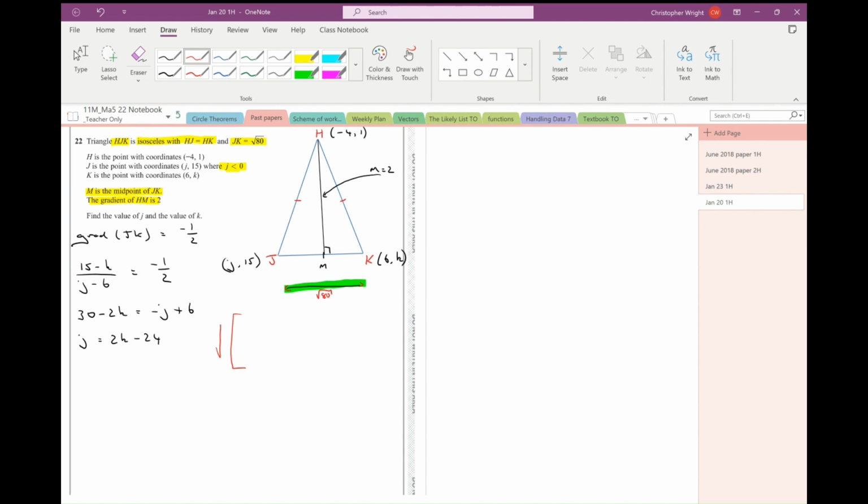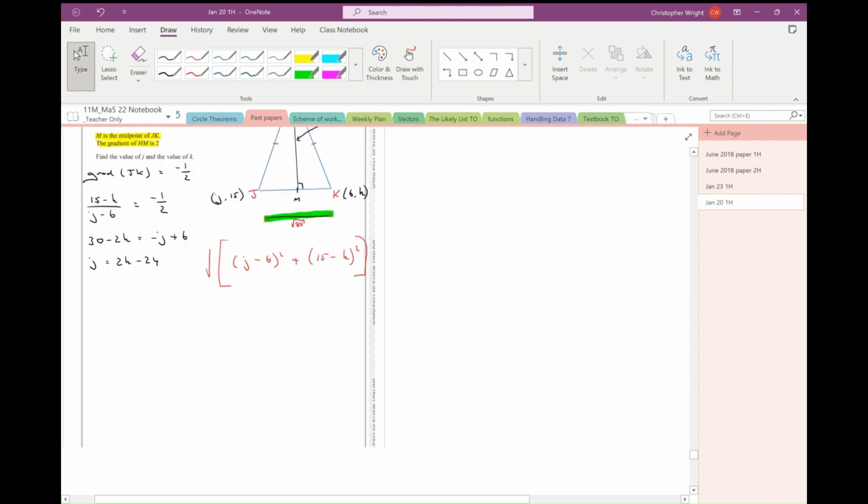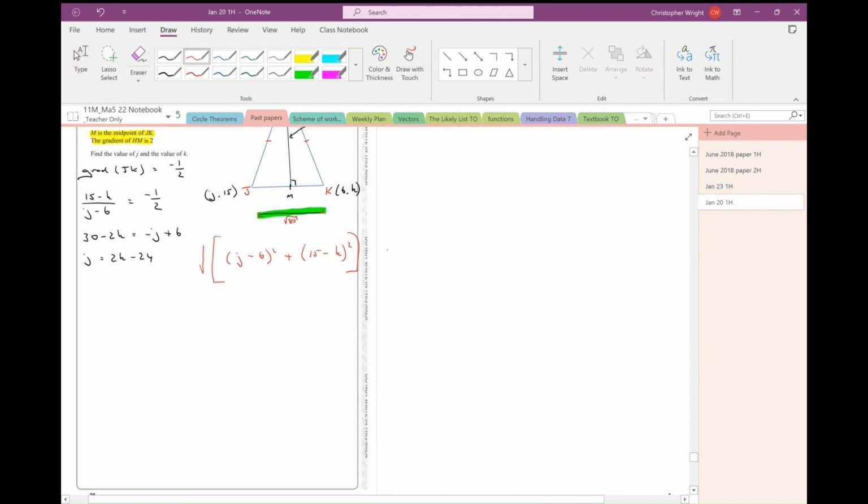Okay, I'm going to do J minus K, make sure I get it the right way around each time. So the coordinates of point J minus the coordinates of point K. So it's going to be (j minus 6) squared plus (15 minus k) squared. That is an expression for the distance JK, and I know that that equals the square root of 80.